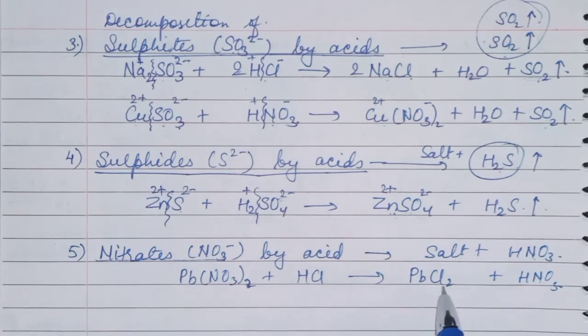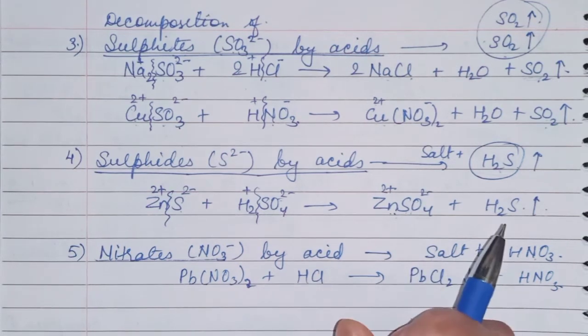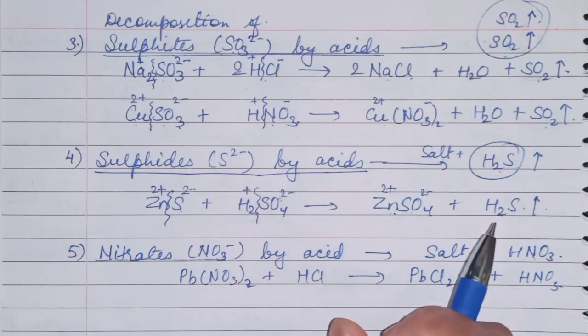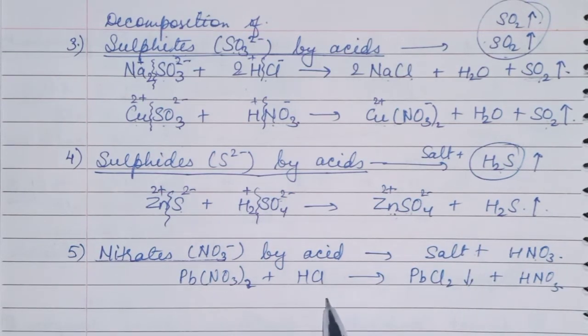So this PbCl2 is in the form of a precipitate. You all know what a precipitate is? It is an insoluble solid present in the solution. After the reaction, an insoluble solid is formed which is present in the solution. This insoluble solid is called a precipitate and it is denoted by a downward arrow.